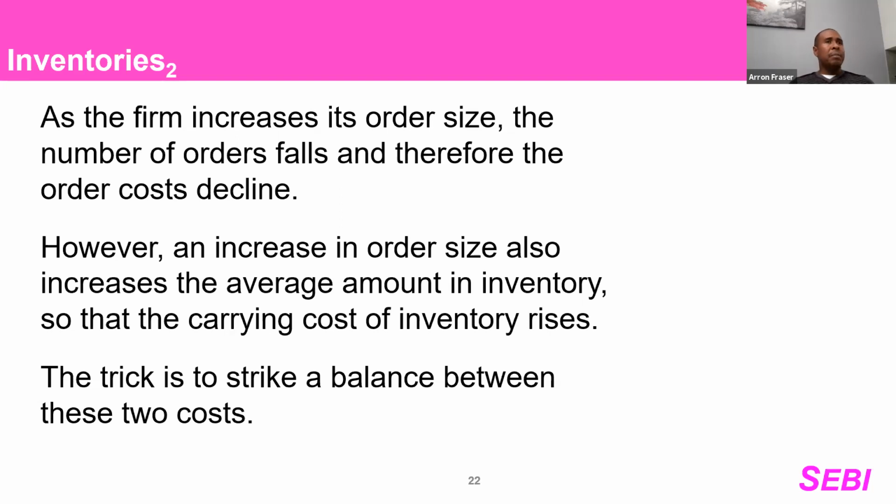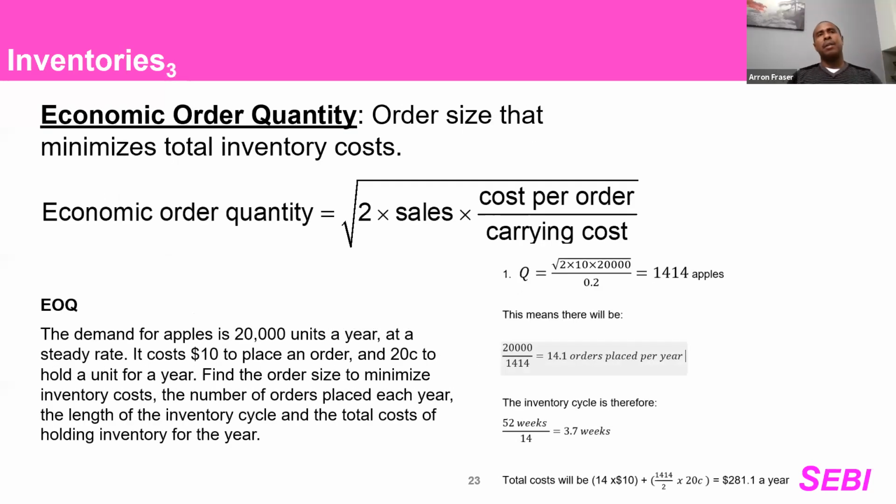So it's always a challenge to strike a balance between order costs and inventory holding costs. Ideally, you want to strike that balance where you can minimize the trade-off between those two costs. Which brings into focus a tool that companies use, called the economic order quantity. That's the order size that minimizes total inventory costs. And when we speak about total inventory costs, we're speaking about both the holding costs and the order costs, right? The formula for an economic order quantity is the square root of 2 times sales multiplied by cost per order, over the carrying cost per item.